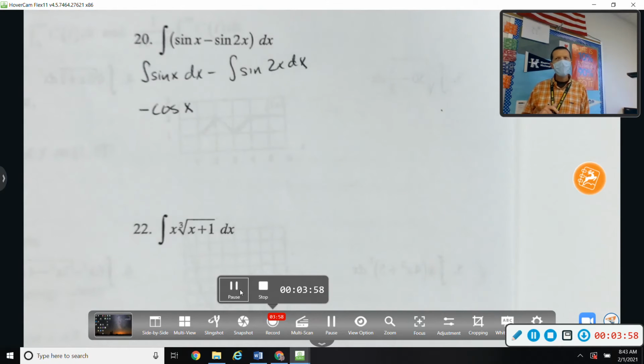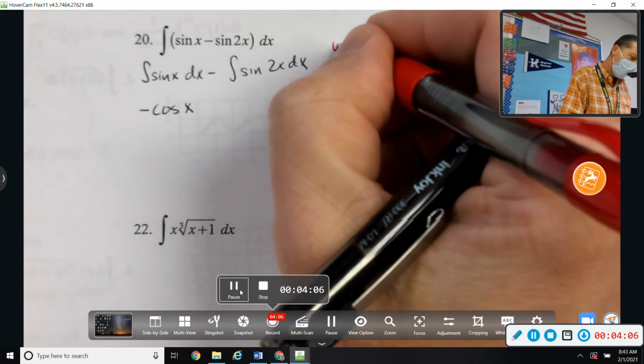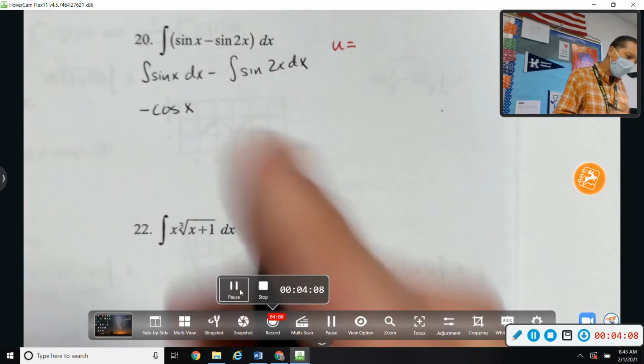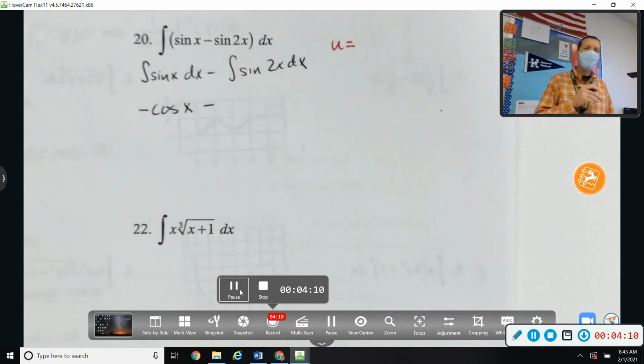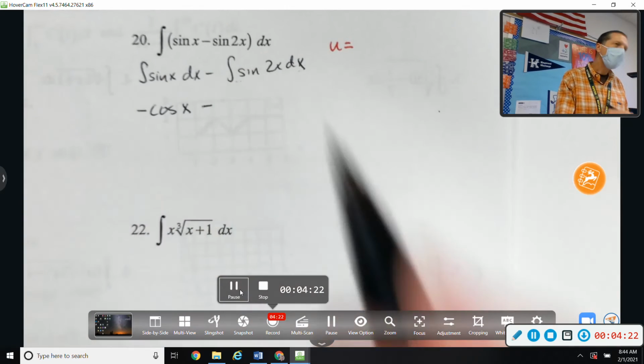Julia, did you try that, or did you try u substitution, or were you just stuck? I was just really stuck. Okay. Then let's do a u substitution for this one. Only looking at the second part, because I got the first part without having to do any. I could just directly antiderivatize that sine. So what do you think u should be for number 20, or for this part?